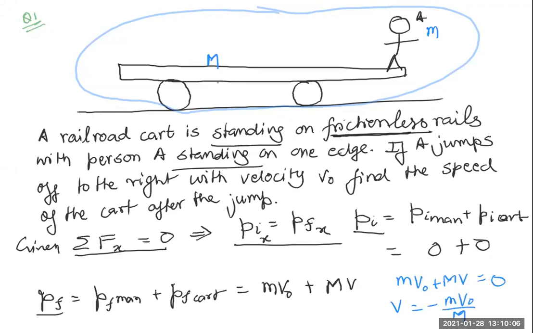Minus sign tells me that the direction of v, which is the velocity of the cart, will be opposite to the direction of v naught, which is the velocity of the man. Anybody not understanding this? Please tell me. Any doubt here?